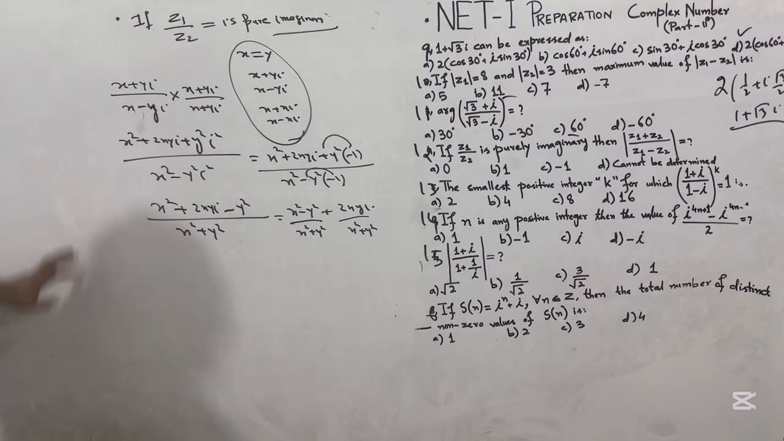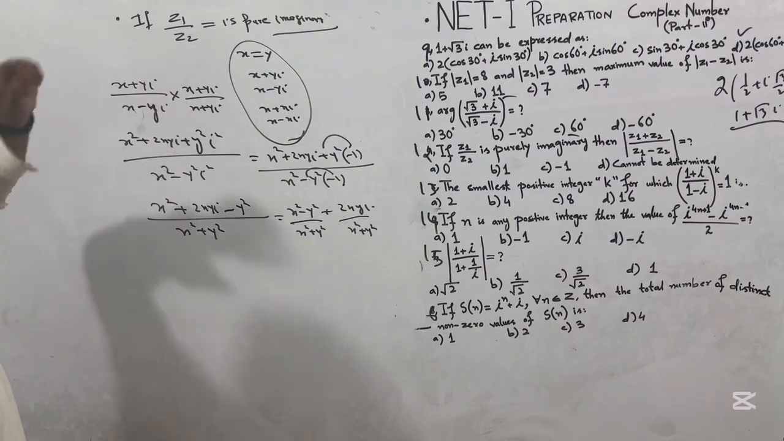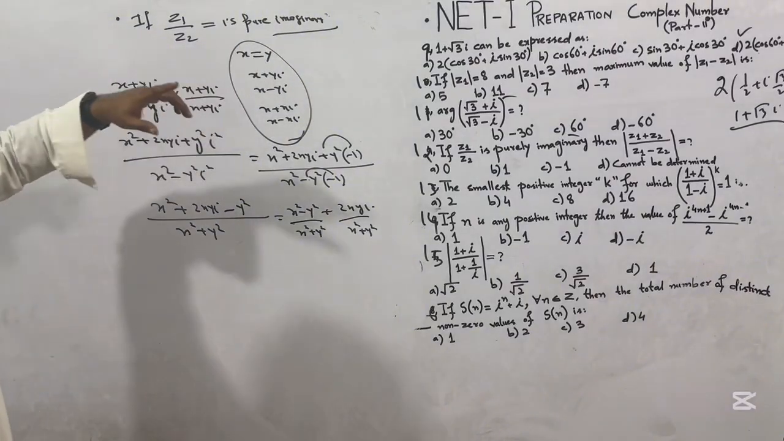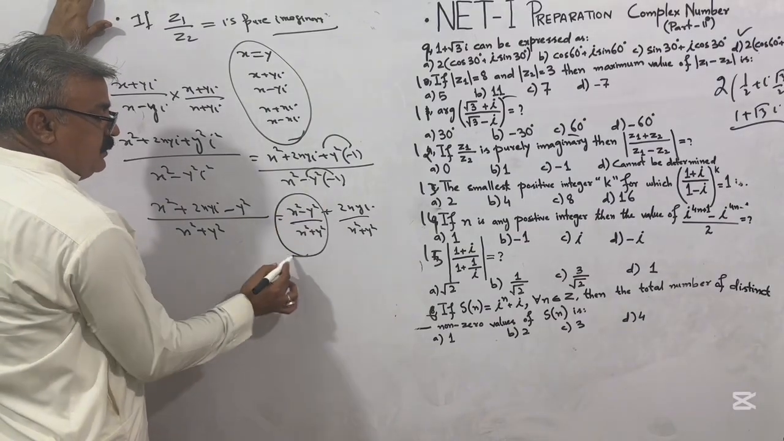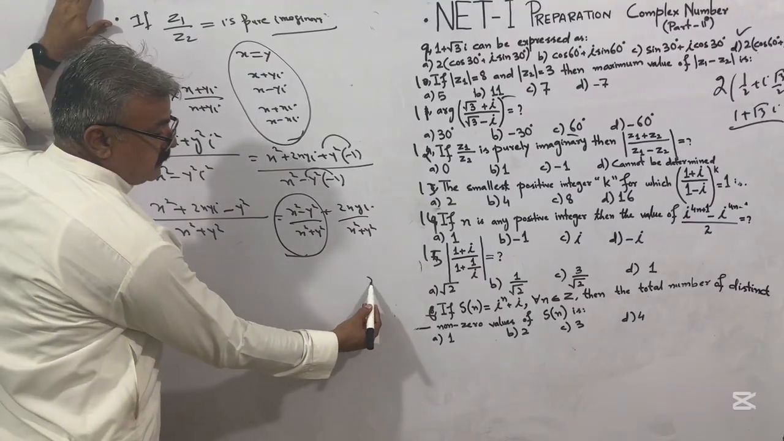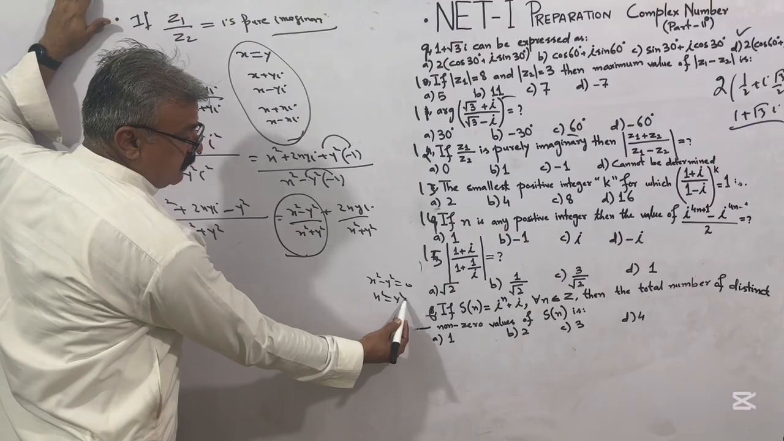Okay, we got here. It is given to us that it is a pure imaginary, so when it is a pure imaginary we have no more of this real term, it is going to be 0. Compare: x square minus y square is equal to 0, then x square is equal to y square.